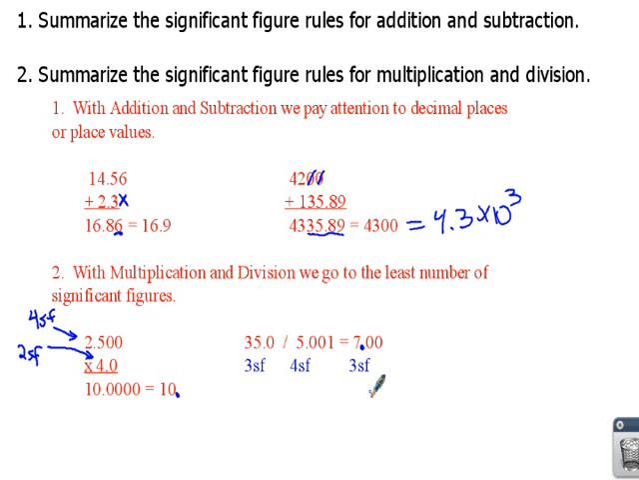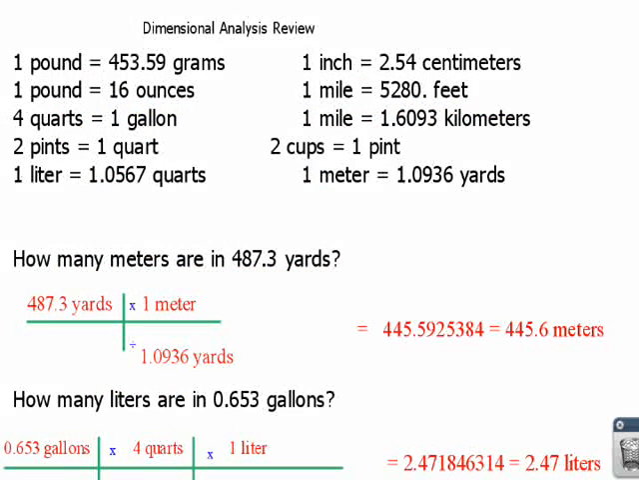So we're going to be doing a lot of multiplying and dividing in this chapter, so you need to make sure you remember these rules. Again, they are: if you're adding, you pay attention to where the decimal places kind of run out. If you're multiplying and dividing, you go by sig figs.